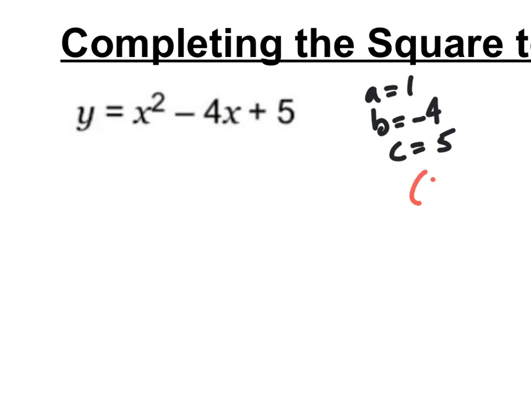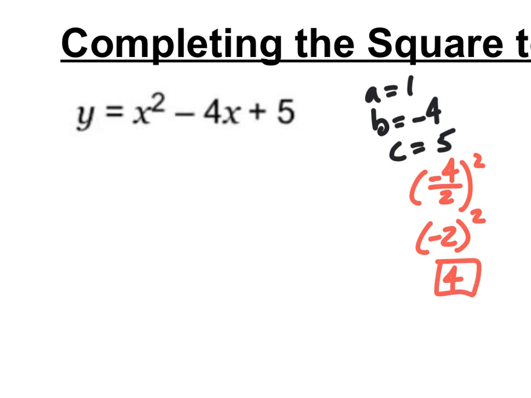So I'm going to take -4, divide it by 2, and then square it. That's going to give me -2 quantity squared, so a value of 4. Now what I'm going to do with this number, this is my first step, I'm going to rewrite this. I'm going to say y is equal to x squared minus 4x, and I'm going to add the 4 here, just like I would to complete the square.